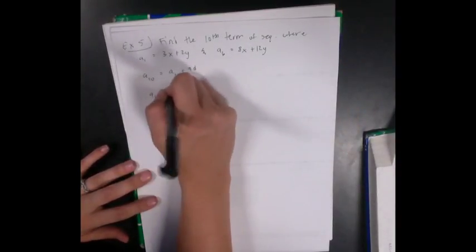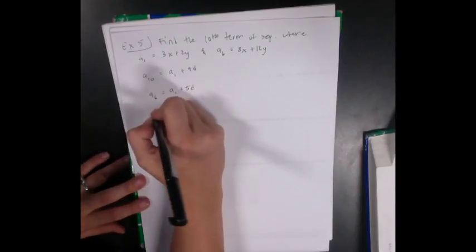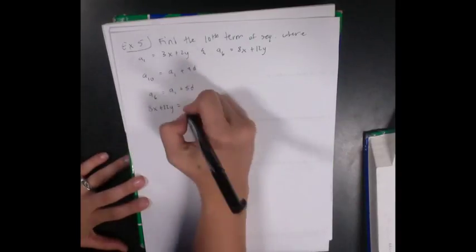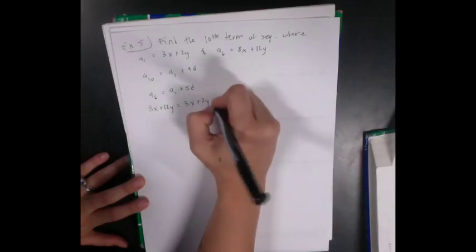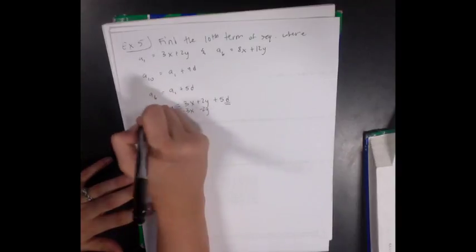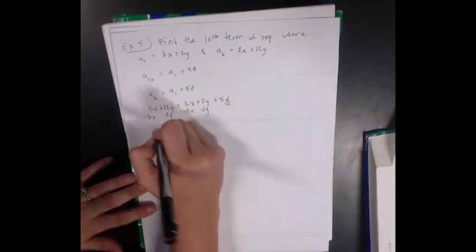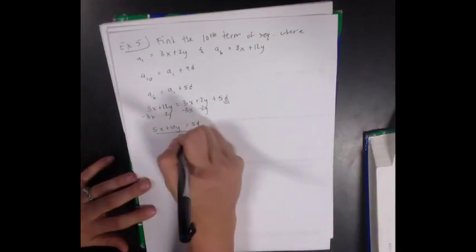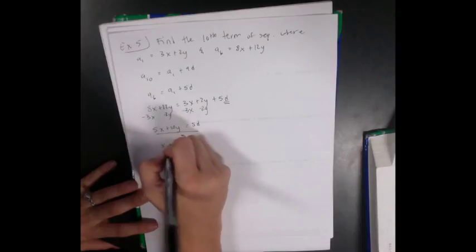A sub 6 we know is a1 plus 5 times d, right? And we know that a sub 6 we have 8x plus 12y equals a sub 1 we have 3x plus 2y plus 5d. Now, we're solving for d. Don't get confused by all the other variables. We're solving for d. So I'm going to subtract 3x and 2y from both sides. So I'll get 5x plus 10y equals 5d. And divide everything by 5. So I get x plus 2y equals d.